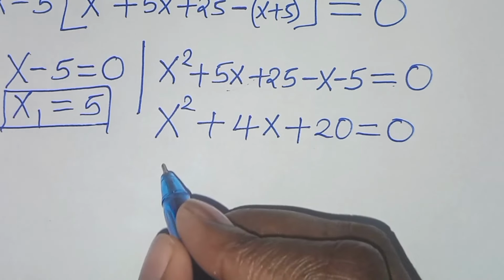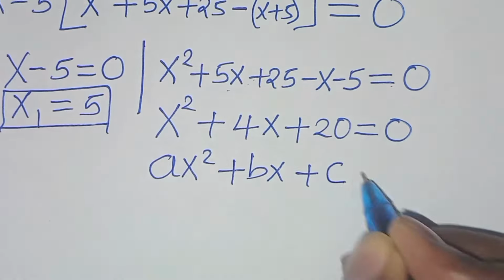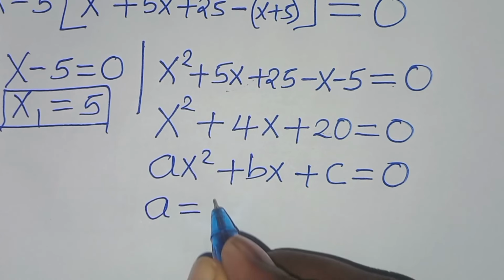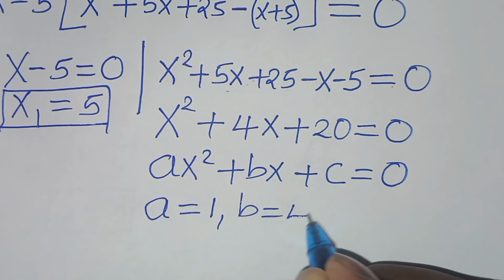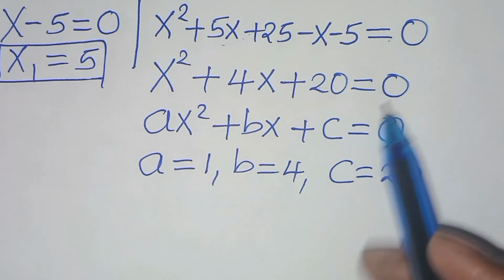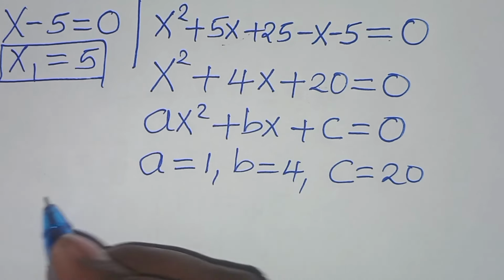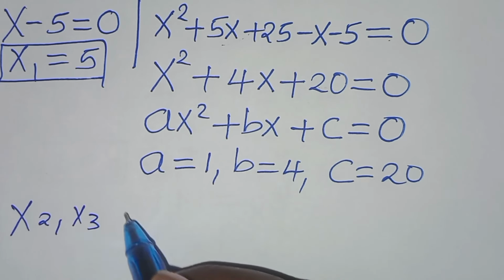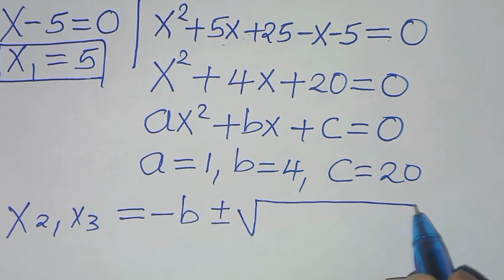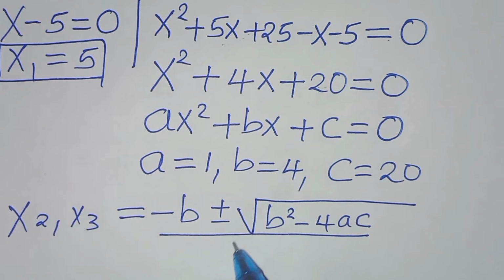This is a quadratic equation of the form ax squared plus bx plus c equal to 0. From this quadratic equation, we find that a is equal to 1, b is equal to 4, and c is equal to 20. So to solve for x2 and x3, we apply the quadratic formula, that's minus b plus or minus the square root of b squared minus 4ac, divided by 2 times a.